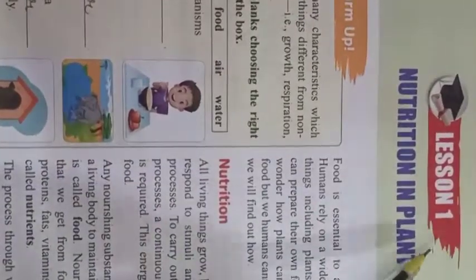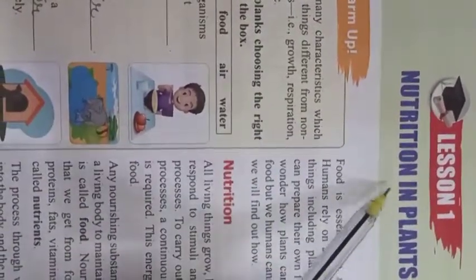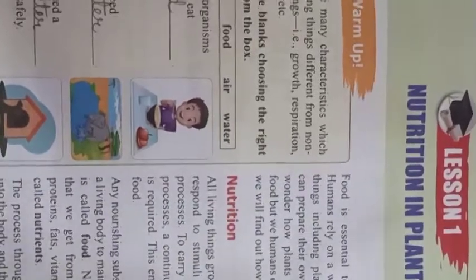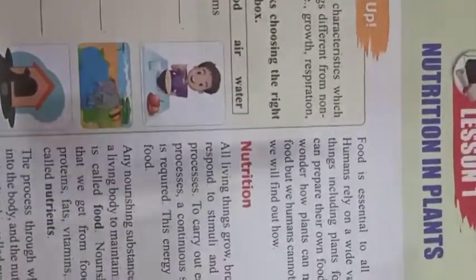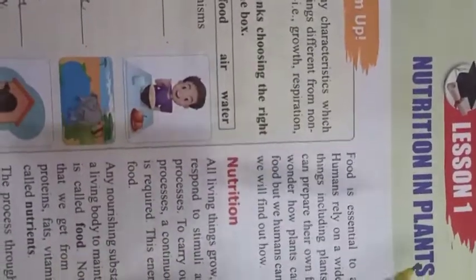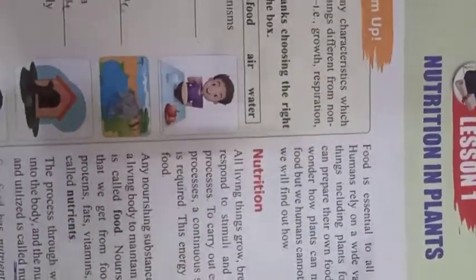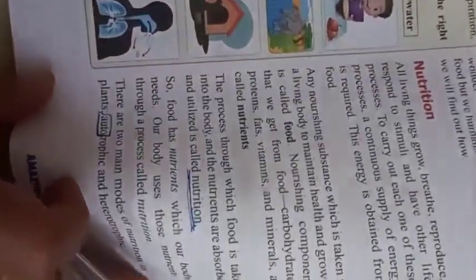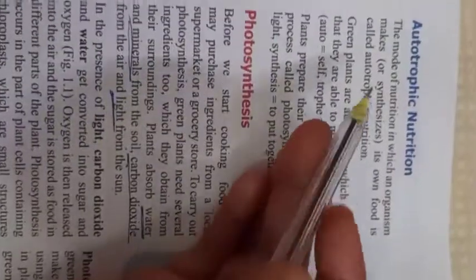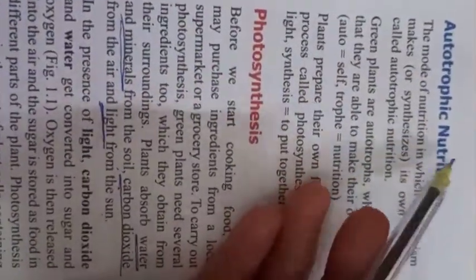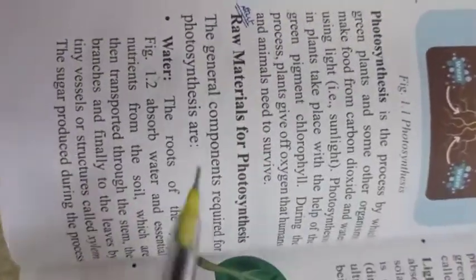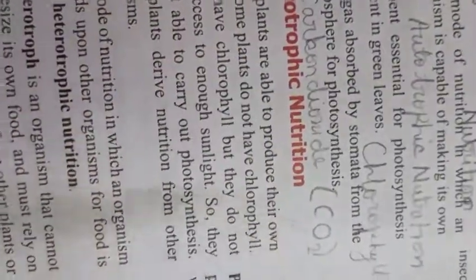Dear students, we have already completed chapter number 1, nutrition in plants. In this chapter we have studied the various types of nutrition, of which I explained the main two kinds. First one is autotrophic nutrition, in which we studied photosynthesis and the different raw materials for photosynthesis. And the second type is heterotrophic nutrition.